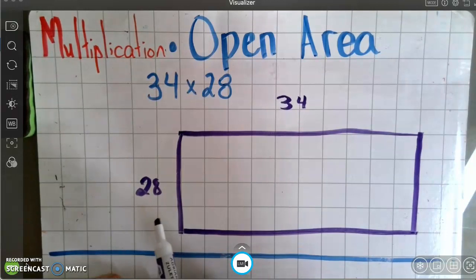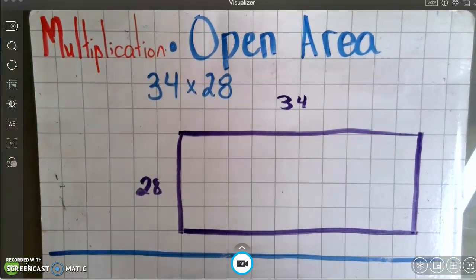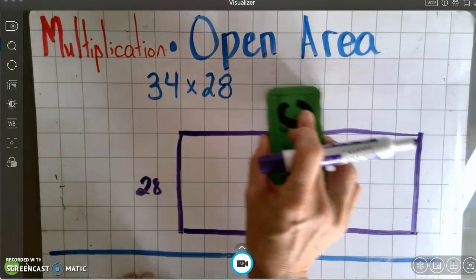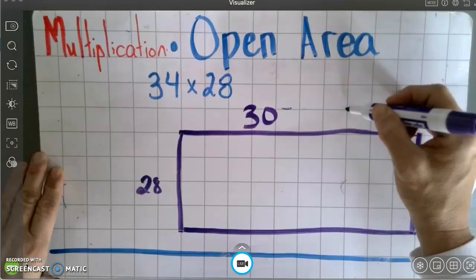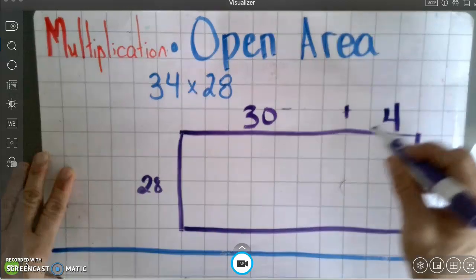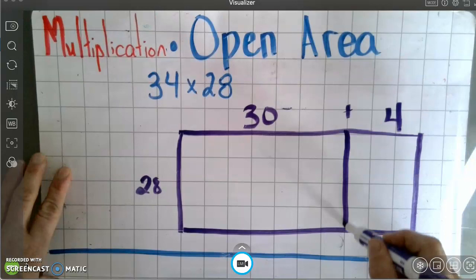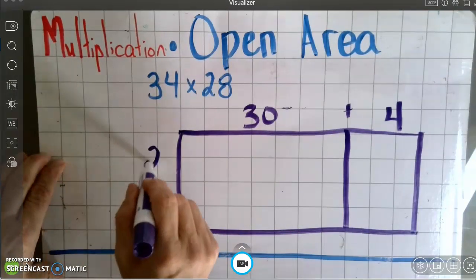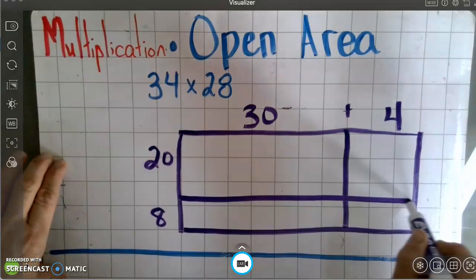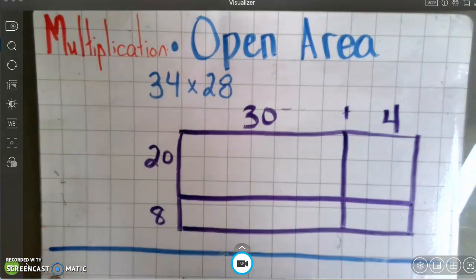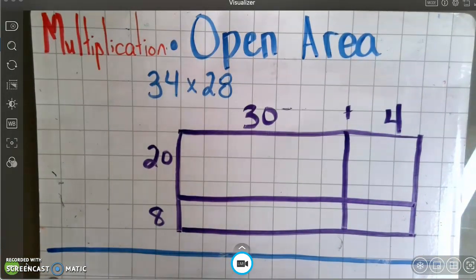Now what I'm going to do is break these numbers according to their place value. Okay, so 34 is actually a 30 and a 4. And I'm going to separate those two with a vertical line. 28 is actually a 20 and an 8, and we separate that with a horizontal line. So now you see 4 arrays. All right, let's find the area of each one of those arrays.